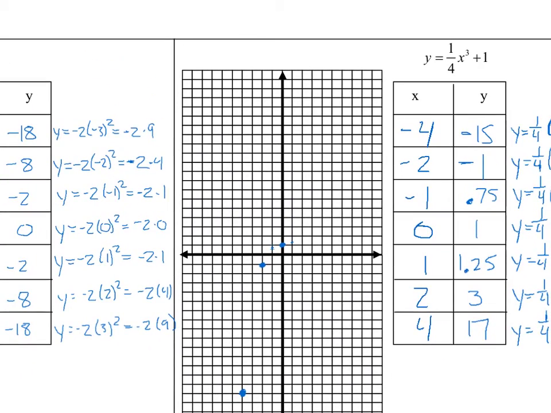This does not look like it. And over 2, up 3. And over 4, up 17.